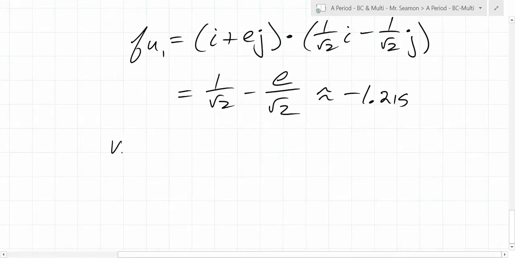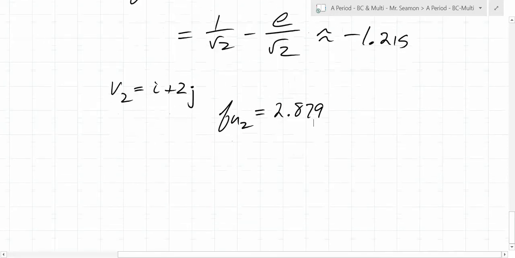So let's say v2 is, what's one of the other vectors? One of the other vectors is i plus 2j. Anybody have that one for me? What is f_u2 going to be? Anybody have it for this one? Yeah, what do you get? It's going to be 1 over the square root of 5 plus 2 over the square root of 5. Can you give me the decimal? I want the decimal to 3 decimal places. 2.878 or 2.879, depending on how you truncate.